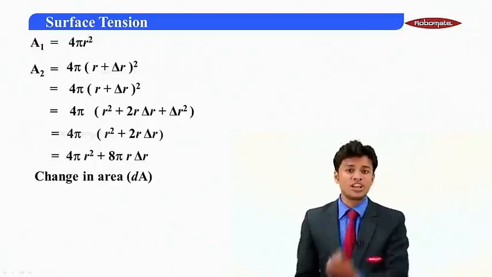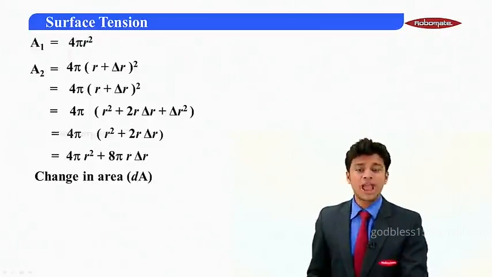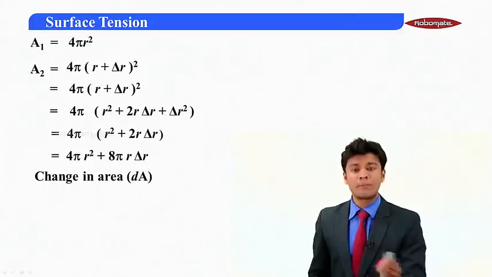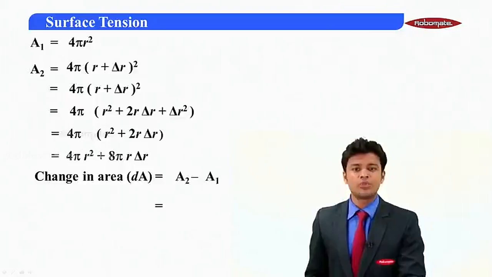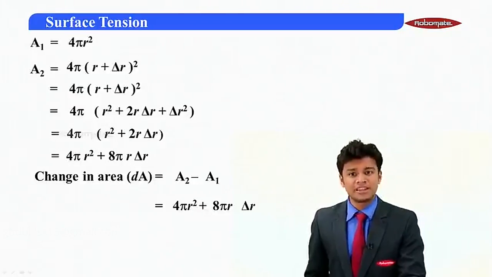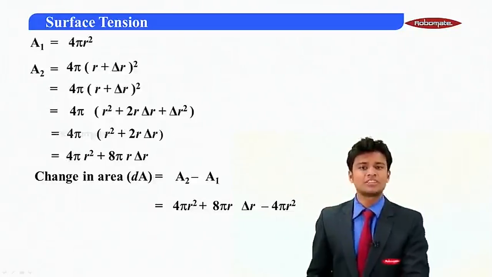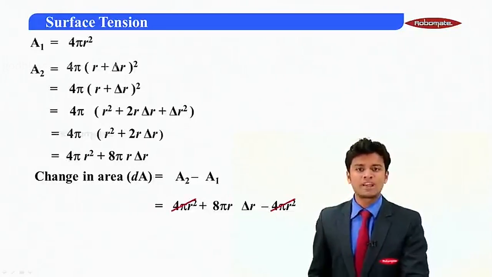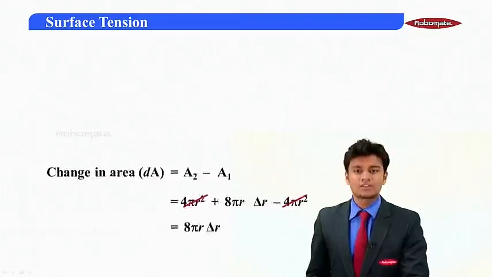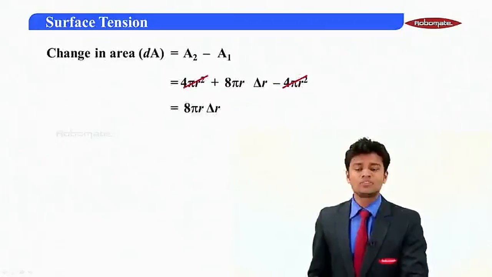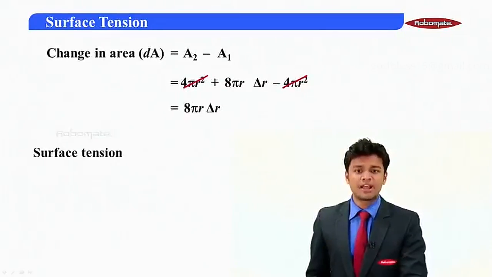Now my original area was 4 pi r square, and my new area is 4 pi r square plus 8 pi r delta r. So that means there is some change in area. So I can say that change in area is equal to A2 minus A1, where A2 is 4 pi r square plus 8 pi r delta r minus A1, which is nothing but 4 pi r square. So my 4 pi r square gets cancelled, and the value of change in area is nothing but 8 pi r delta r. So I am carrying this forward. I have change in area dA as 8 pi r delta r.